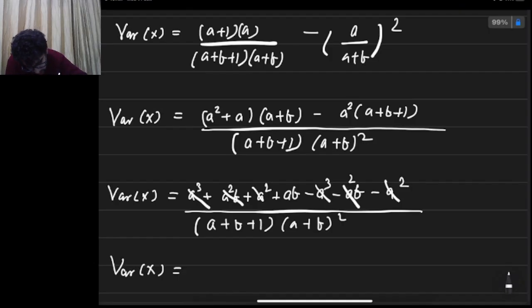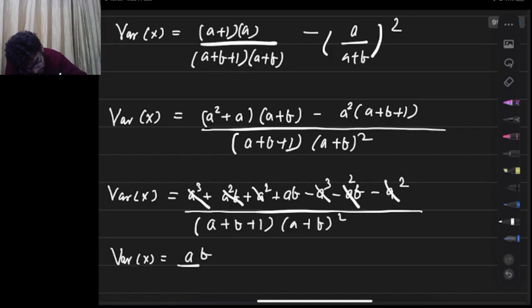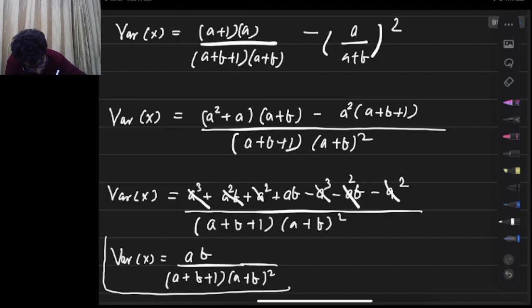Variance of x gives me ab divided by a plus b plus 1 and a plus b whole square. Let me write this a bit more clearly. So my variance of x becomes ab divided by a plus b plus 1 and a plus b whole square. If I just draw a box around this, this is my variance. Let me just check.